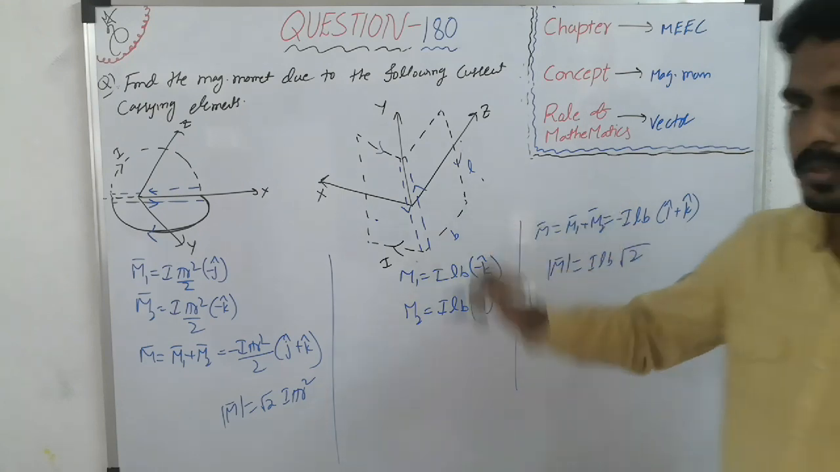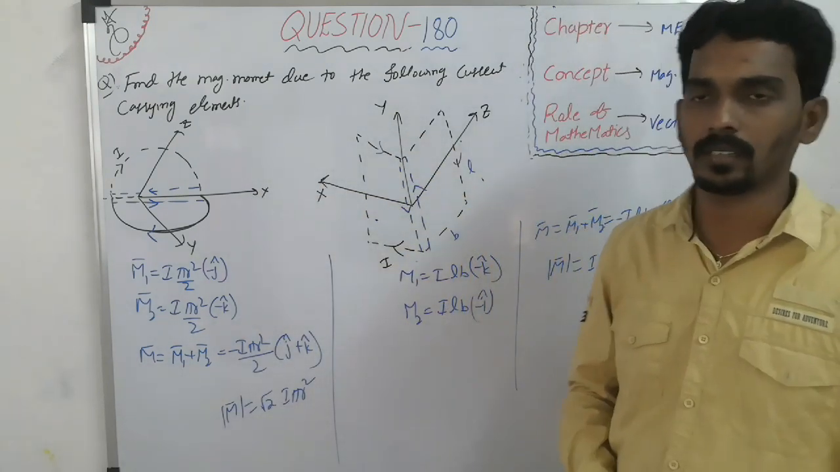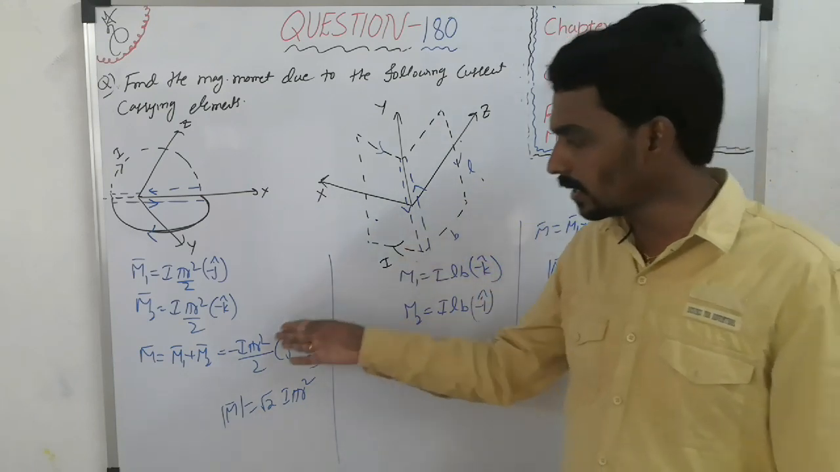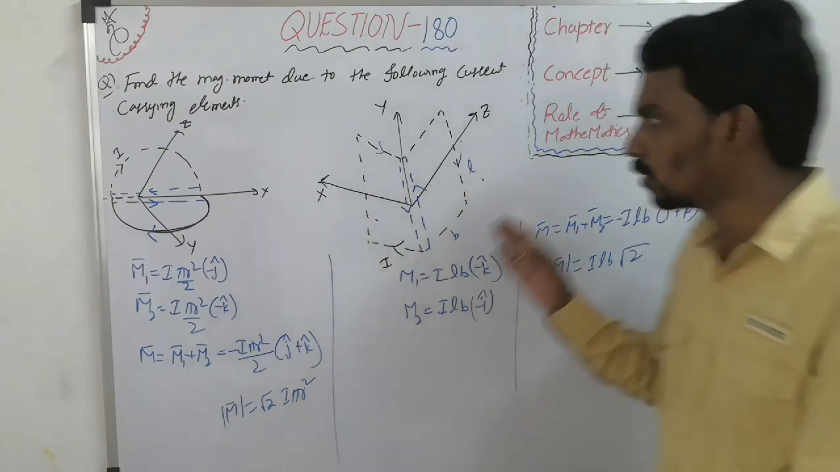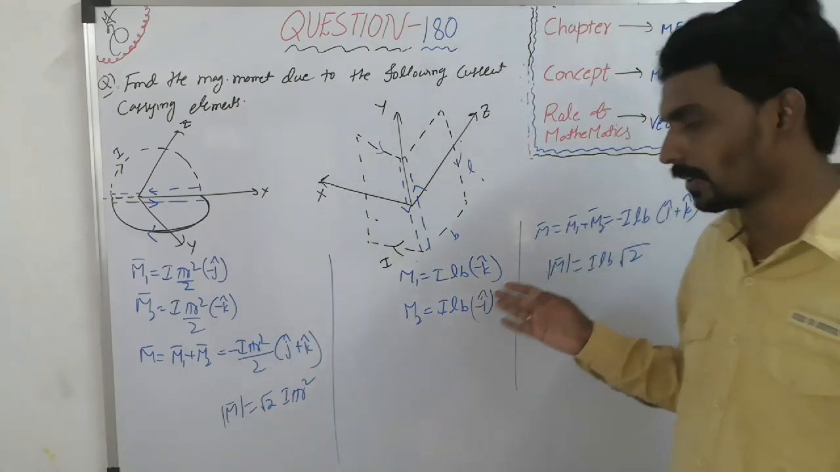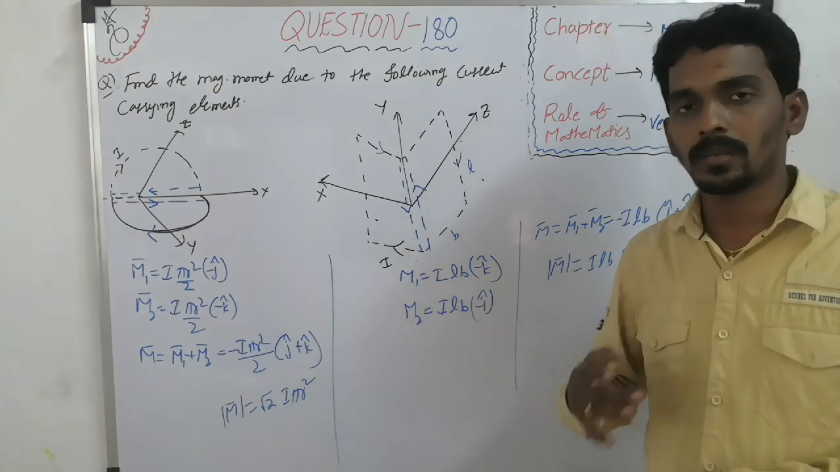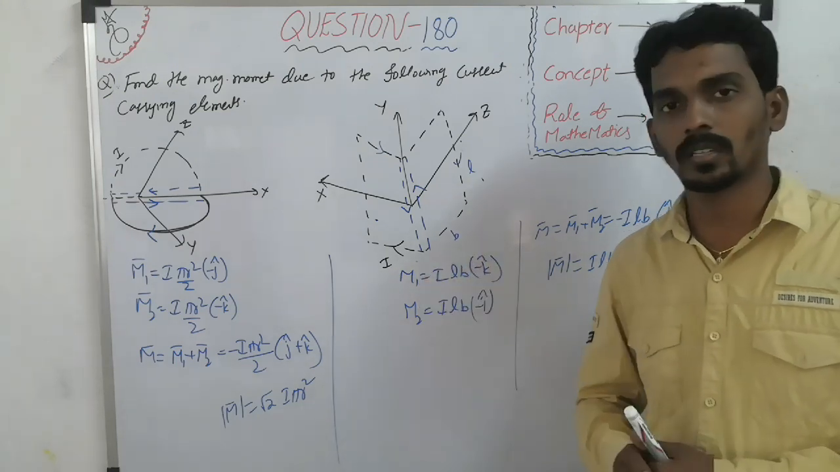So this is how you have to imagine the closed loop for the given current element, so that you can find the magnetic moment of each loop and then you can go for the resultant. And you can do this only when you know the vector representation and vector resultant properly. That's why the vector or mathematics is always important to solve the numerical.